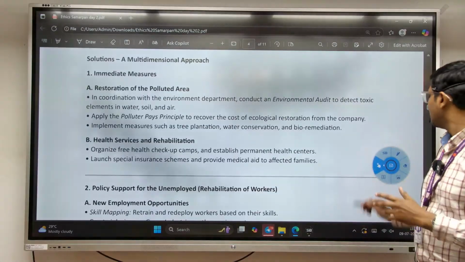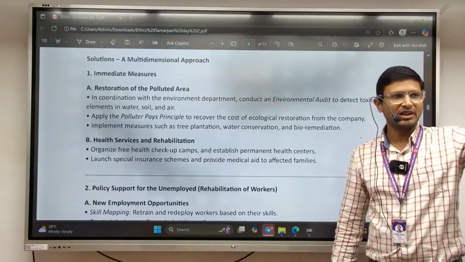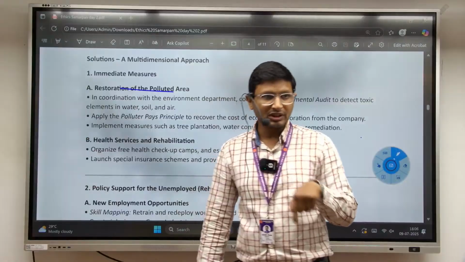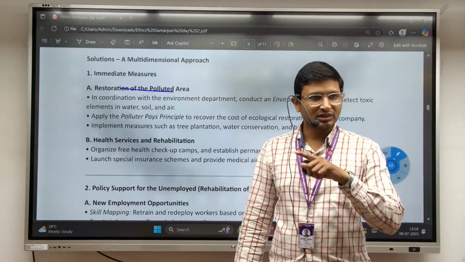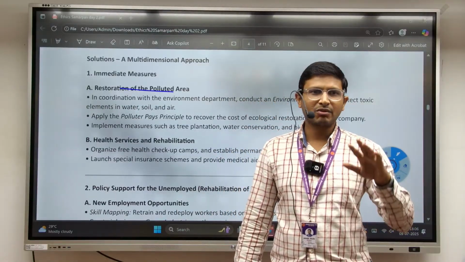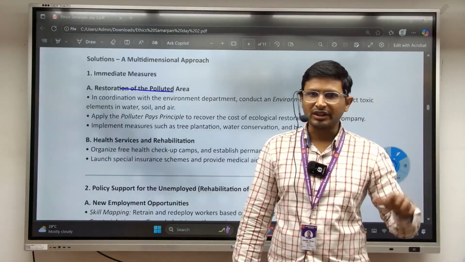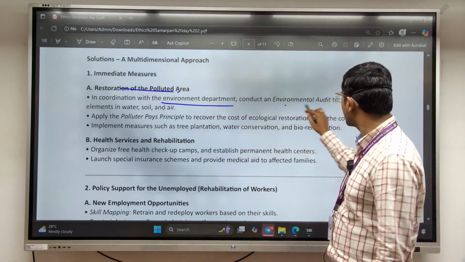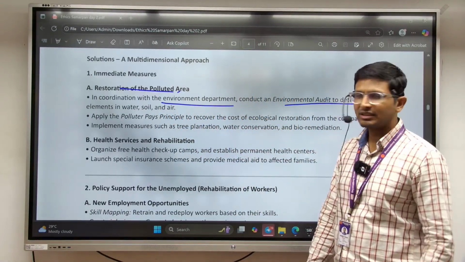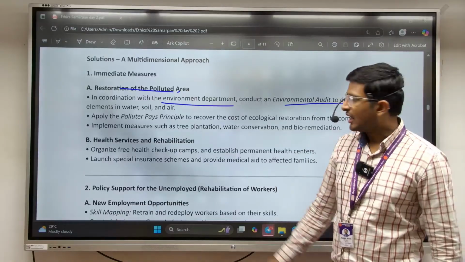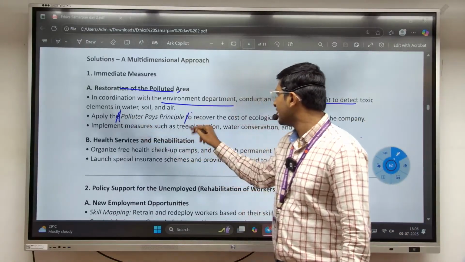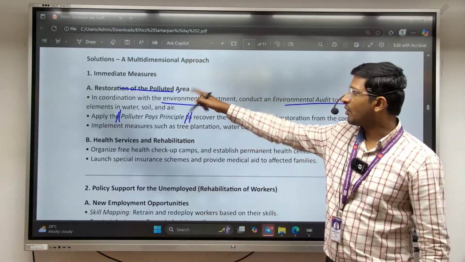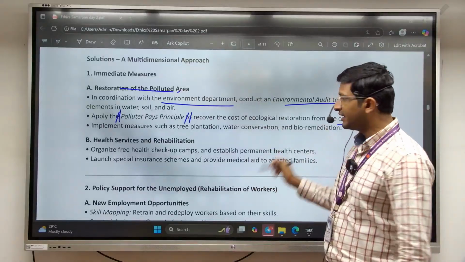So first you will give the immediate, पहले immediate देना है, long term last में लिखना है हमेशा. Long term measures होंगे. Restoration of the polluted area, you have to do that first. Because सब area polluted हो चुका है, वहाँ का air, वहाँ का पानी, वहाँ की ज़मीन, everything has got polluted. So you have to restore it first. Coordination with the environment department, conduct of environment audit to detect toxic elements in the water, soil and air. Apply polluters pay principle, that means recover all the cost of all such restoration from the company itself.